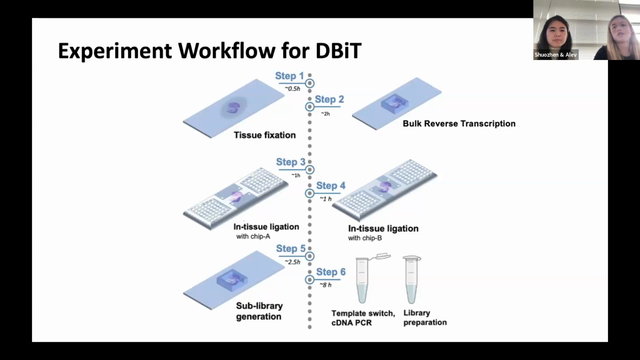And then we do the same thing, but with a second chip that flows perpendicular to the first direction that was flown. So then you can imagine that we create this sort of 50 by 50 grid on our region of interest on the tissue. And then in the next steps here, we are able to perform template switching with our cDNA and then prepare libraries, which are then sequenced.